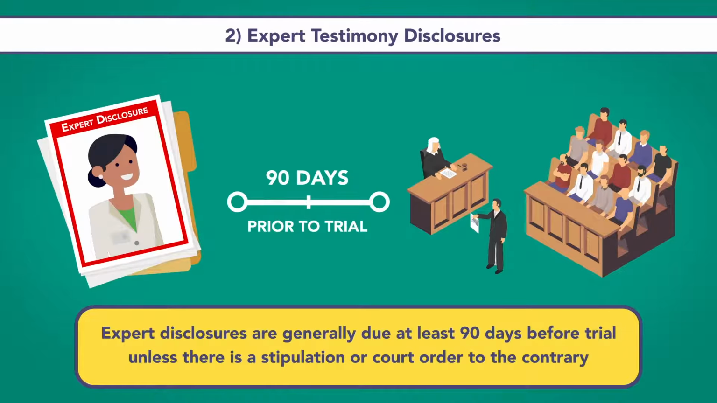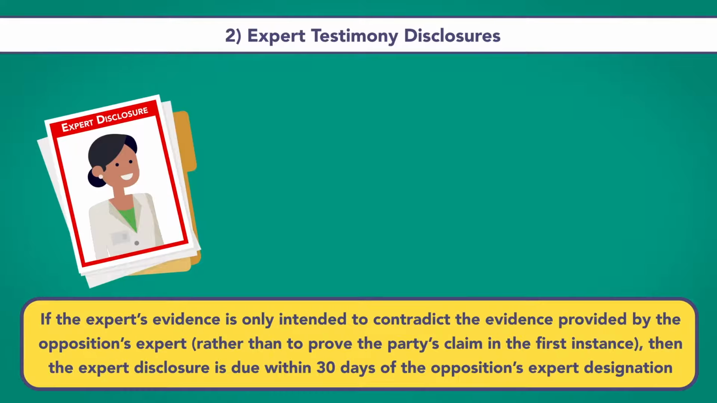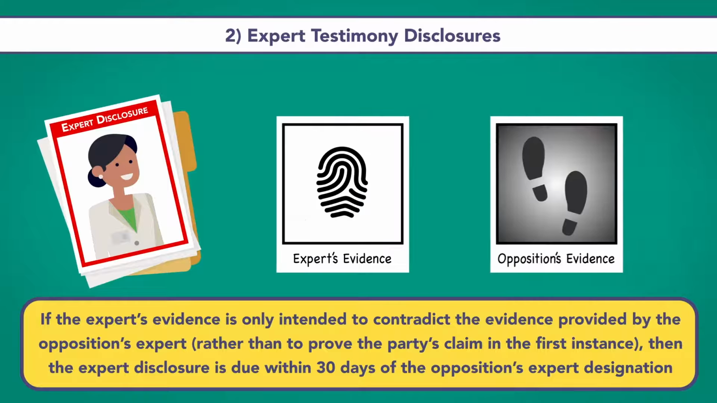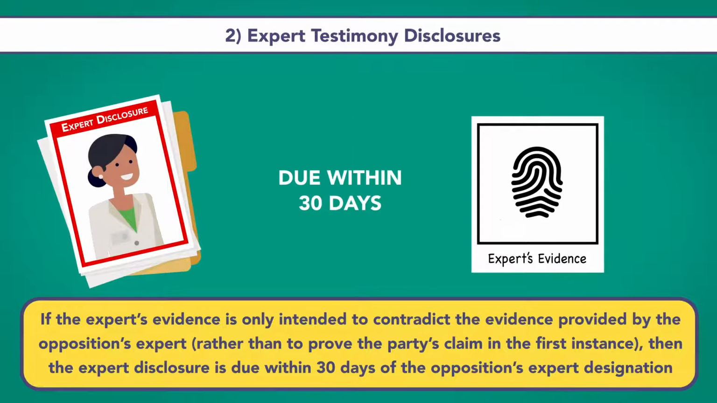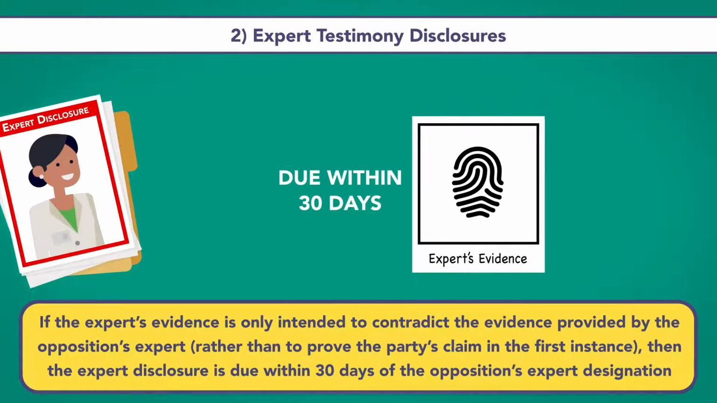However, if the expert's evidence is only intended to contradict the evidence provided by the opponent's expert rather than to prove the party's claim in the first place, then the expert disclosure is due within 30 days of the opponent's expert designation.